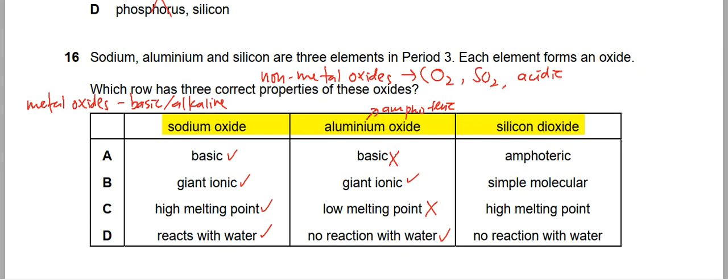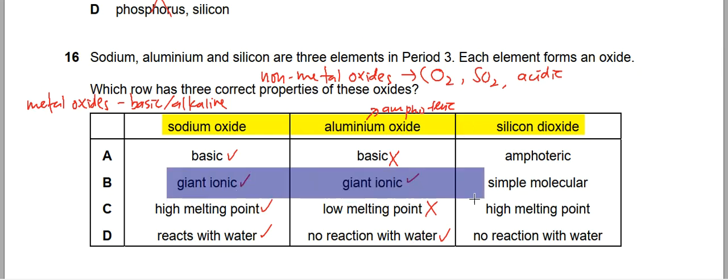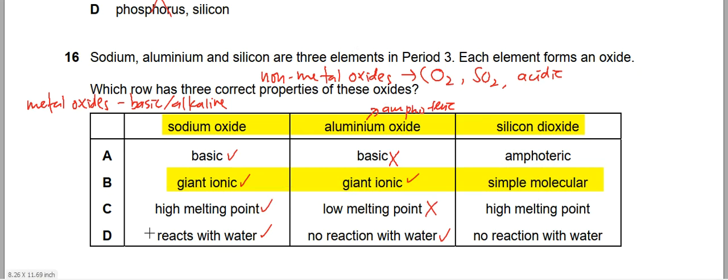Now we are left with these two options. Silicon dioxide: simple molecular, no. Silicon dioxide has the same structure as diamond, which is a giant structure. No reaction with water, yes, because it is insoluble in water. So the answer is D.